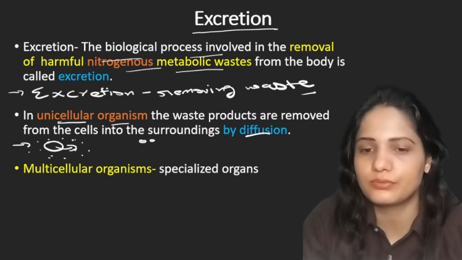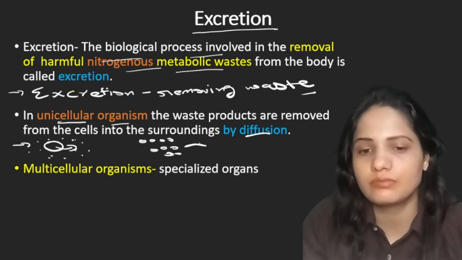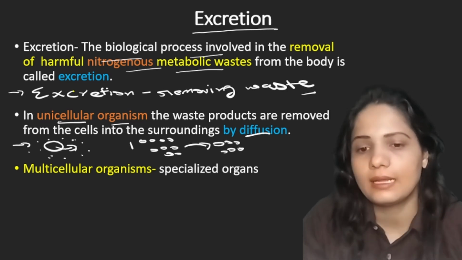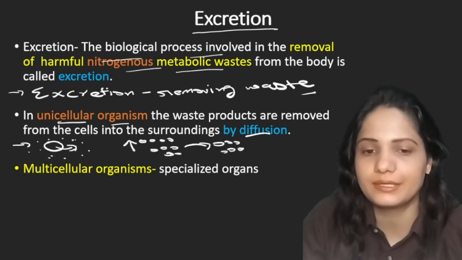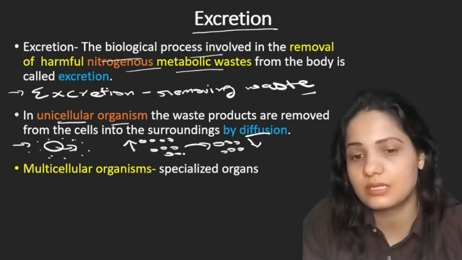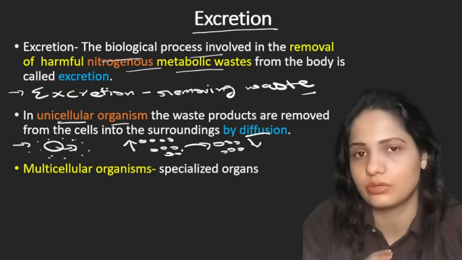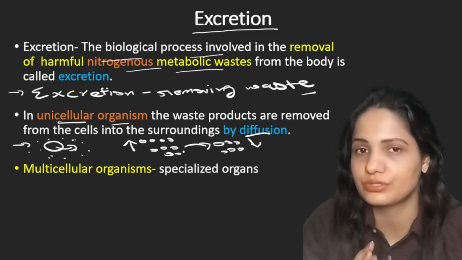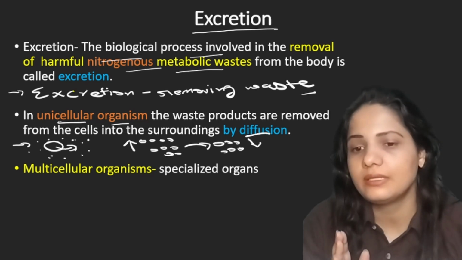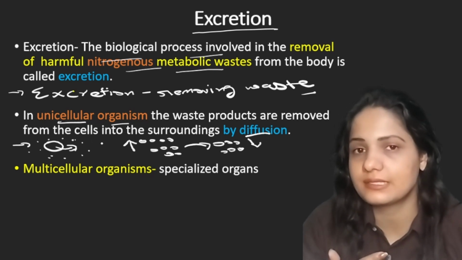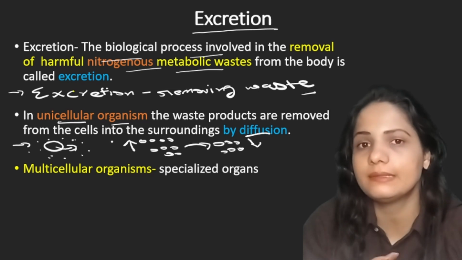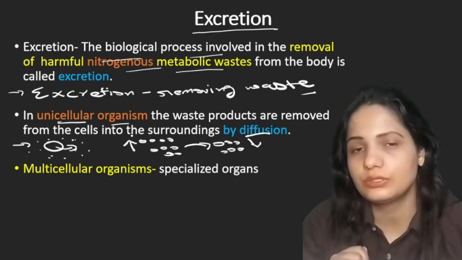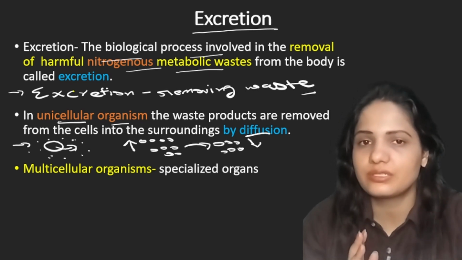Diffusion is the process where any substance moves from higher concentration to lower concentration. Let's say this is a particular substance, and here it is present in higher concentration, and here low concentration. Then this substance will move from higher concentration to lower concentration. This process of moving any substance from higher concentration to lower concentration is known as diffusion. Now, in case of unicellular organism, the waste is excreted out by the process of diffusion directly in the environment as the cell is in contact with the surrounding environment. So in case of unicellular organism, this process is very simple.